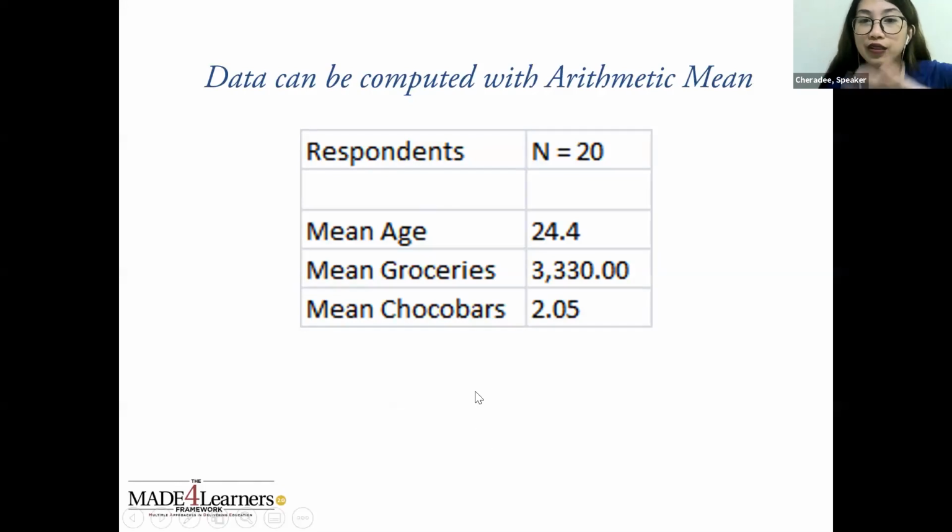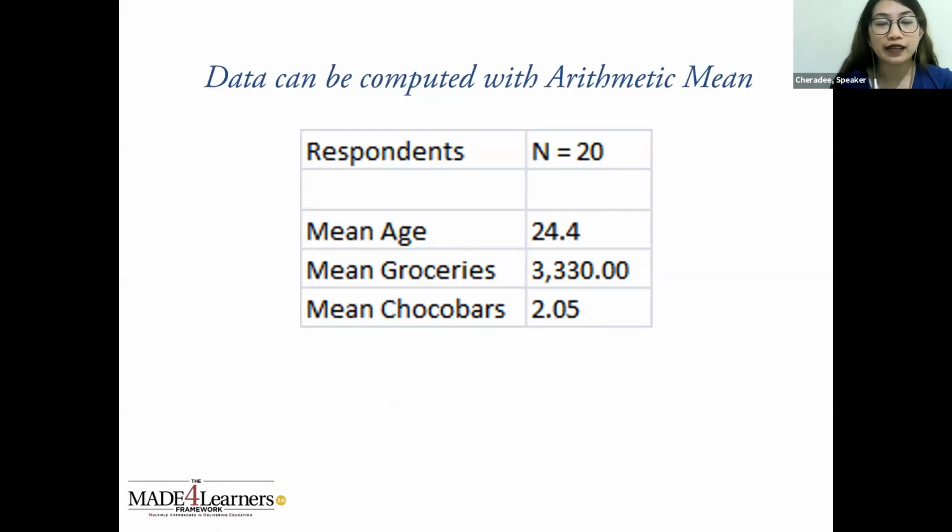So for example, in the chocolate bar example that we had, there are 10 respondents, and the average age of our respondents is 24.4. So it's a continuous variable. The mean groceries is 3,330, and the mean choco bars that they buy is 2.05. So basically, you just got the average of the data.